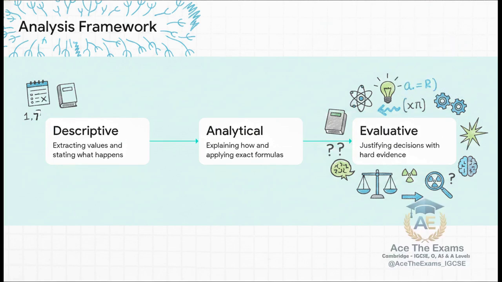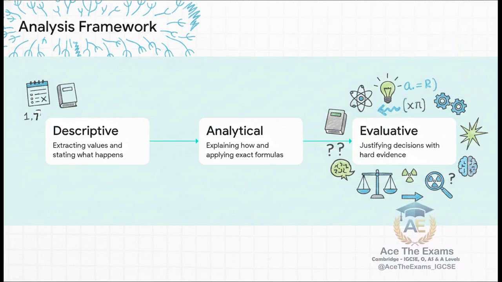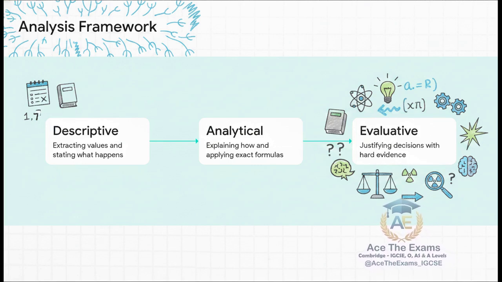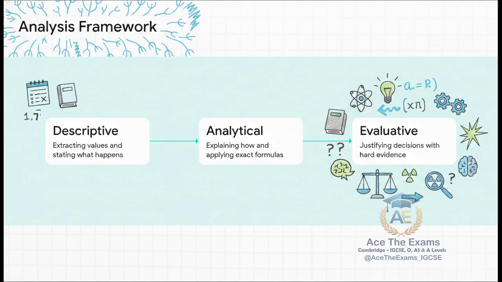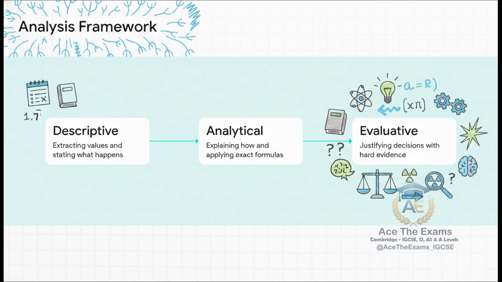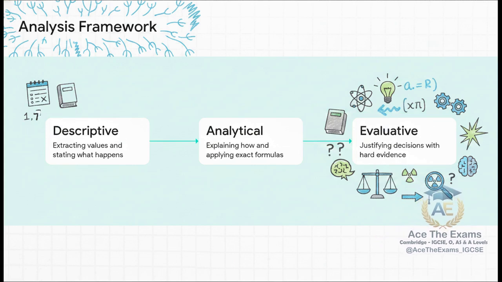Level 2 is the analytical level. This is where you explain exactly how and why it happens, proving those causal relationships we talked about. Finally, level 3 is the evaluative level. Evaluative thinking means you are questioning assumptions, comparing different perspectives, and justifying every single one of your decisions with hard, undeniable evidence. This is where the top-tier marks live.